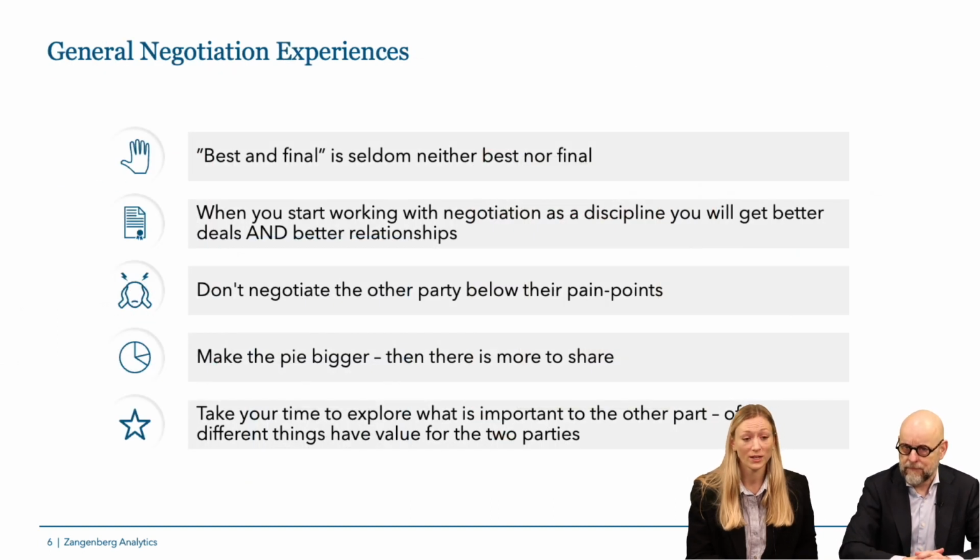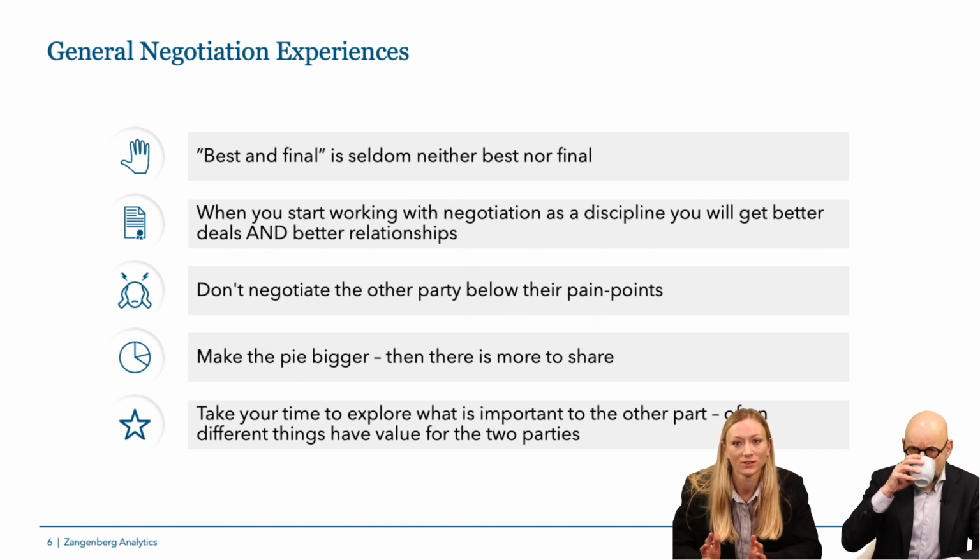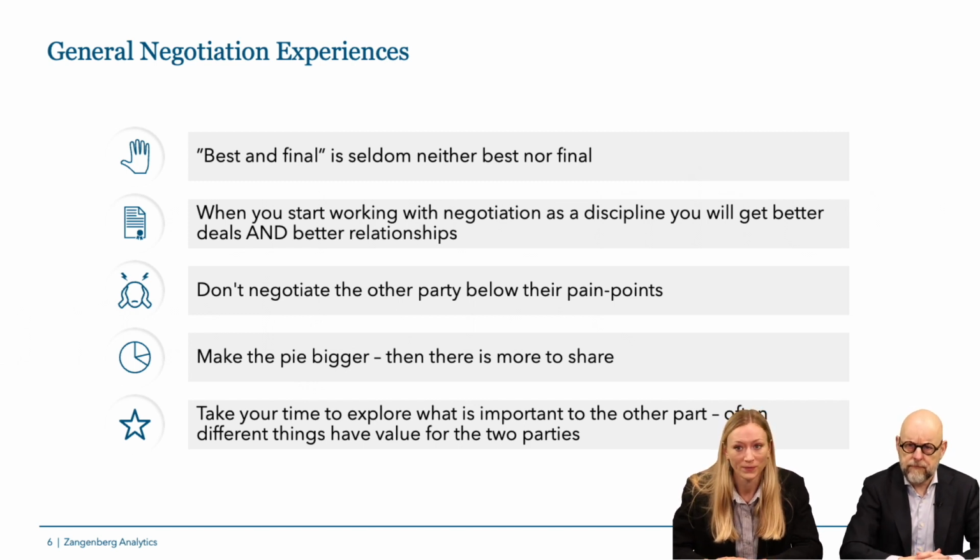Yeah, but we help a lot of clients to negotiate here in Zangenberg and have some general negotiation experiences that you need to be aware of before entering. And that is the best and final is seldom neither best nor final. I think we have seen a best and final version 5. This means that the vendor often presents the client with the best and final offer, which is not the best or the final offer. So keep the ball in play even after you get the presented best and final offer.